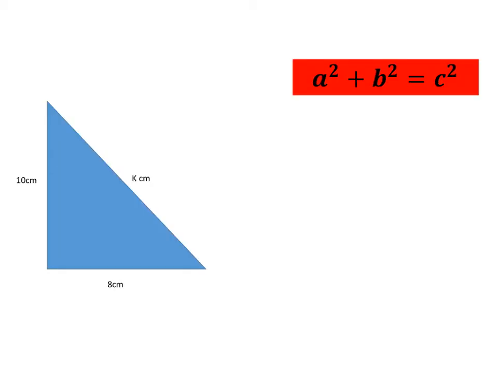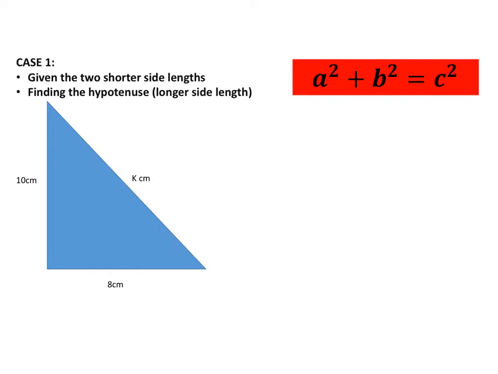Okay, this is my first example, and I'm going to go through two examples using different cases, and I would be writing down the difference between the two cases. So in this first case, we are given the two shorter side lengths in our triangle, this one here and this one here. And what I'm trying to find is that hypotenuse, or that longer side. So if I just label on here, this is my right angle, my hypotenuse is always directly opposite that.